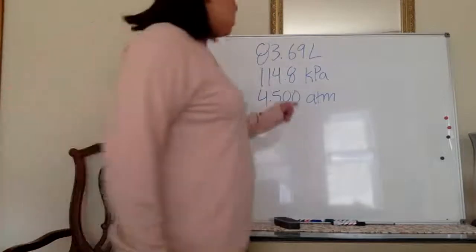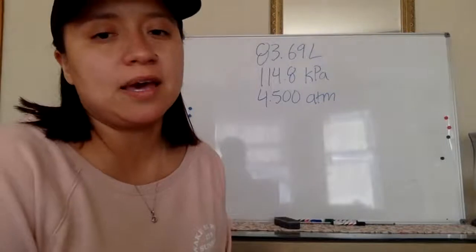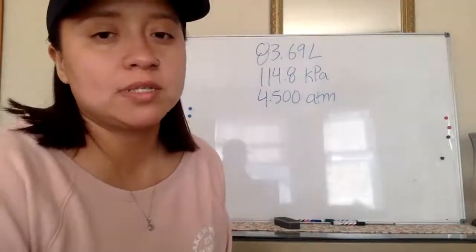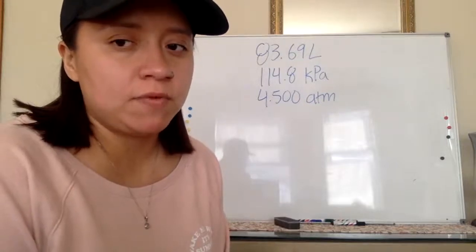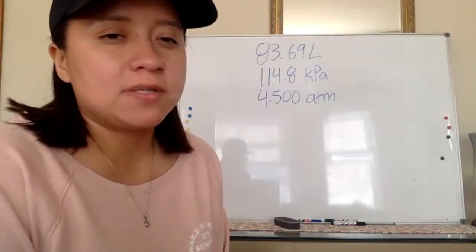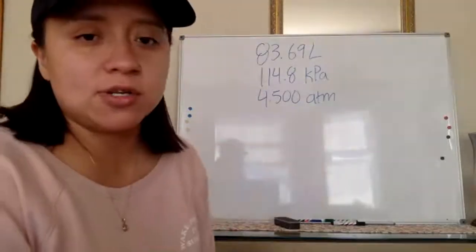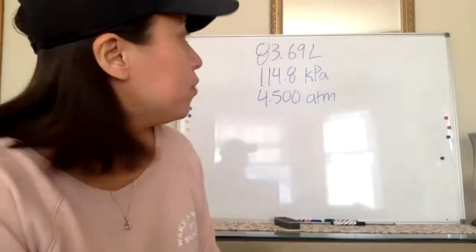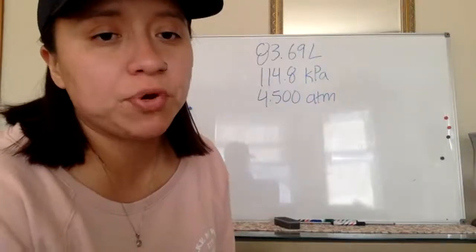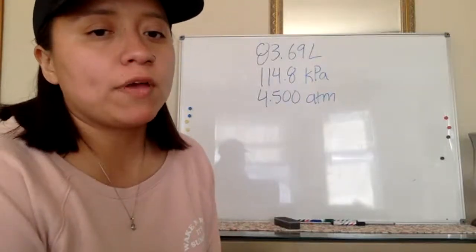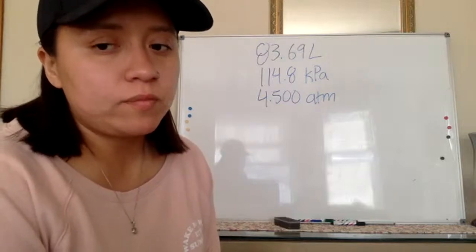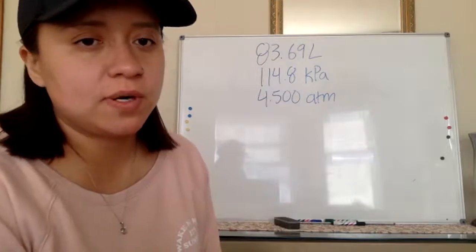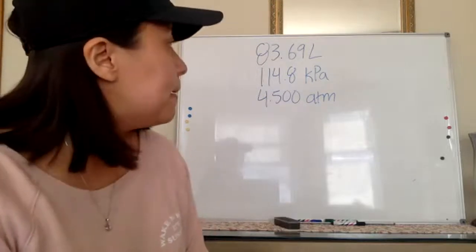Okay. So you guys notice liters, kPa, and atm. So why do you think this one would be difficult? What do you guys notice about number 8 that's different from the other ones that we've had? These are the numbers from number 8: 83.69 liters, 114.8 kPa, 4.500 ATM. What do you guys notice about this one? Anything pop out?